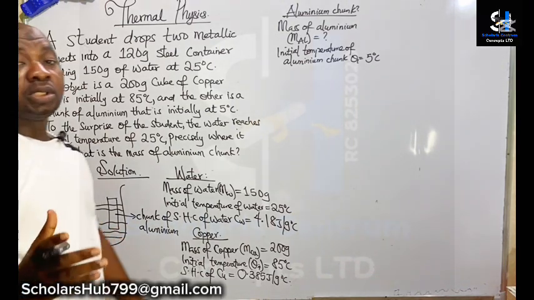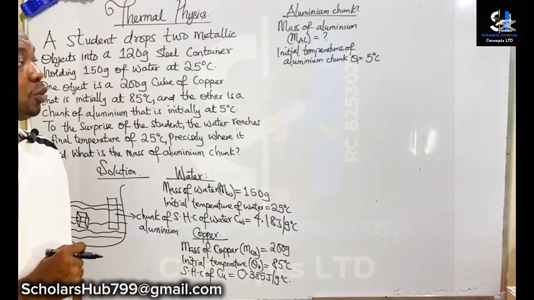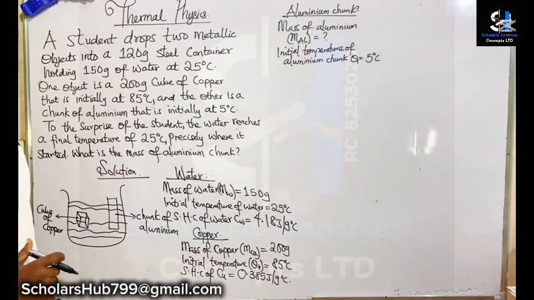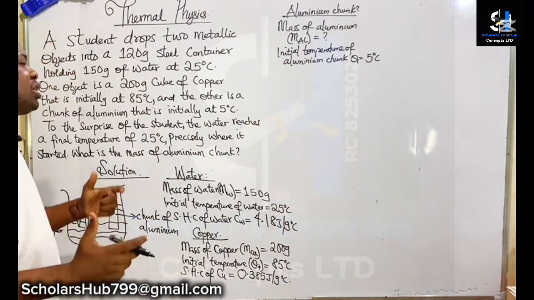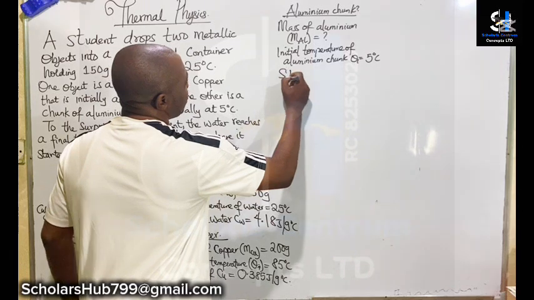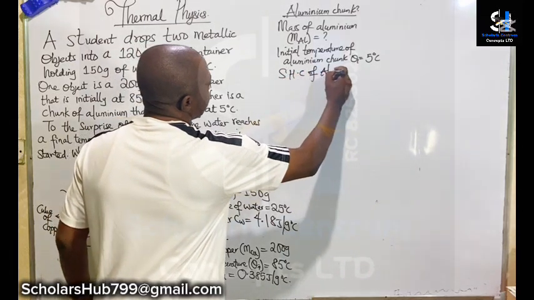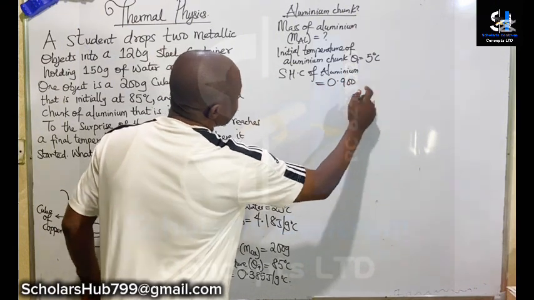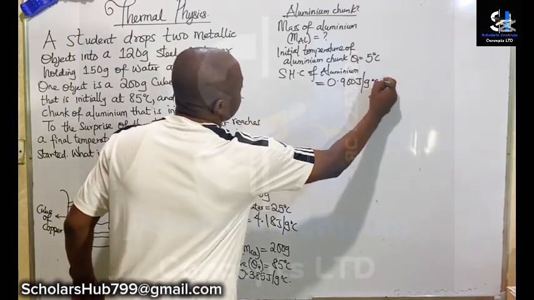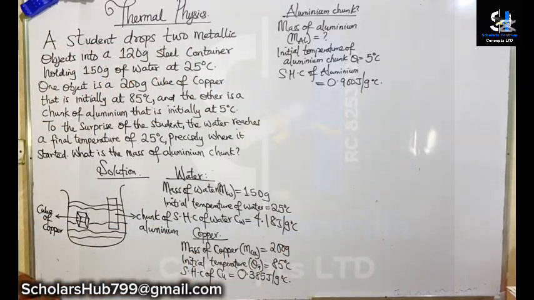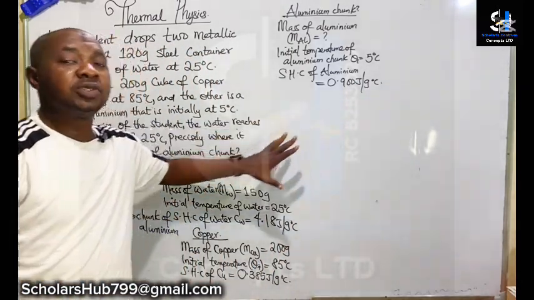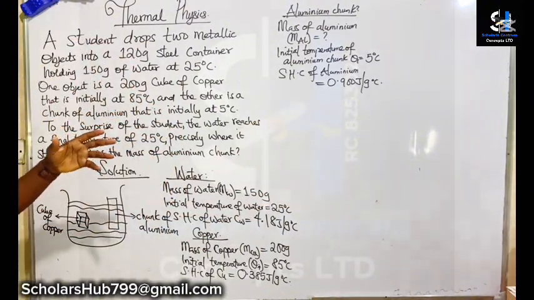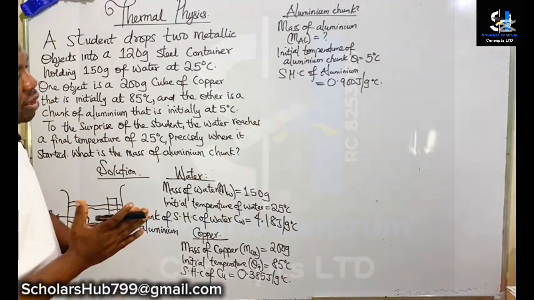One more thing. We also need the specific heat capacity of aluminium, which is not in the question. The specific heat capacity of aluminium is 0.9. Because here we are considering the CGS system of units, that will be 0.900 joules per gram per degree Celsius.